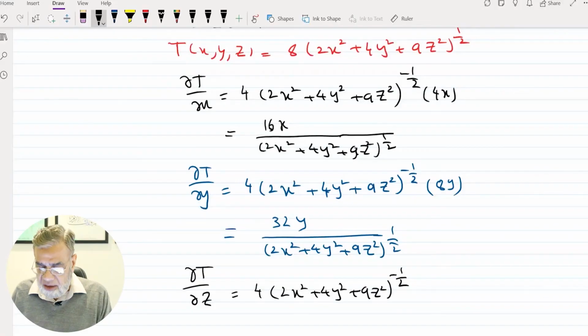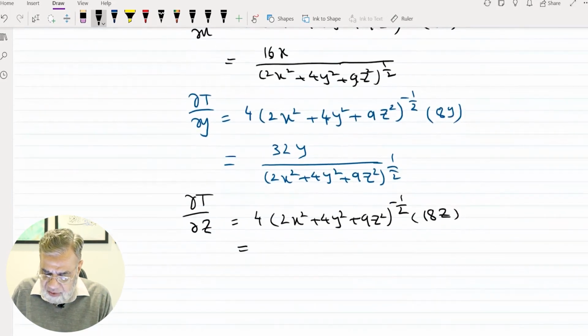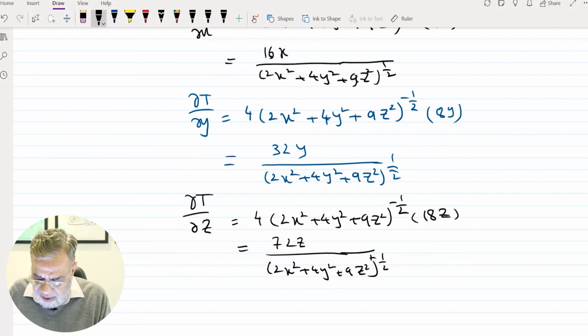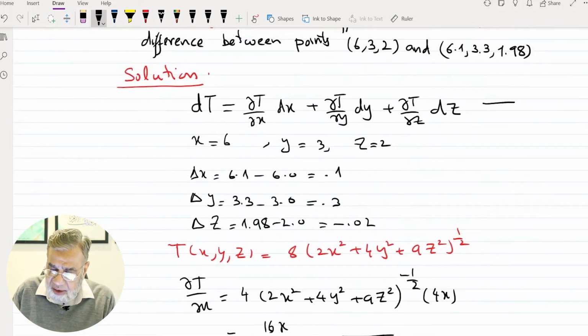Now you need to find the partial derivative inside with respect to z. My x is constant, y is constant. I'll get 18z, and then I simplify this one. I'll get 72z over (2x squared plus 4y squared plus 9z squared) to the power 1 by 2. Now I just substitute in my partial dT by dt in equation 1 here.